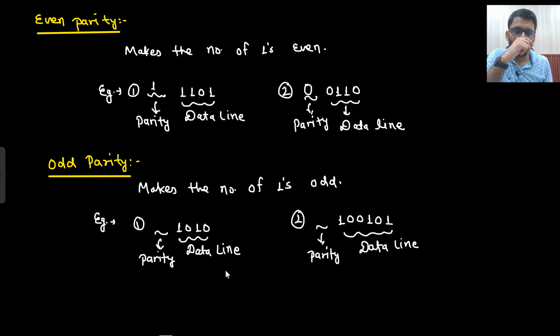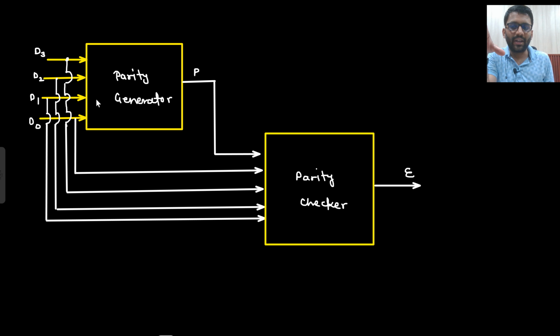Odd parity will make the number of ones odd. Here there are an even number of ones, so to make an odd number of ones, I will put one more 1 here. And here there are already an odd number of ones, so the parity bit will be 0. So what will we be doing? This is a parity generator, okay? Let's just say this is an even parity generator. First we will see here, let's just say this is my input, and this is the even parity generator I have checked.